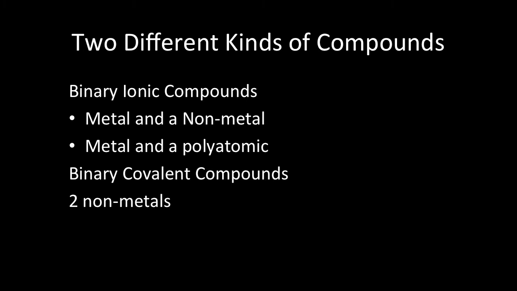There are two different types of compounds, and as you know, we've already learned how to name the binary ionic compounds that are made out of metals and nonmetals, metals and polyatomic ions, or polyatomic ions and nonmetals. Today's tutorial will be how to name binary covalent compounds, which are always made out of two nonmetals.